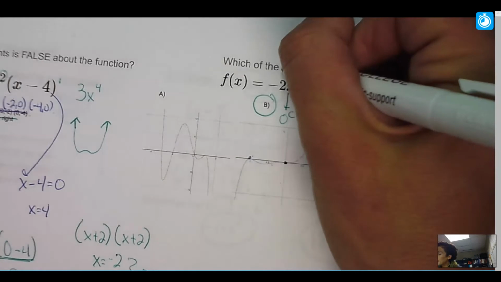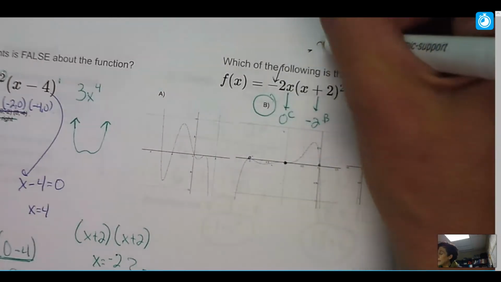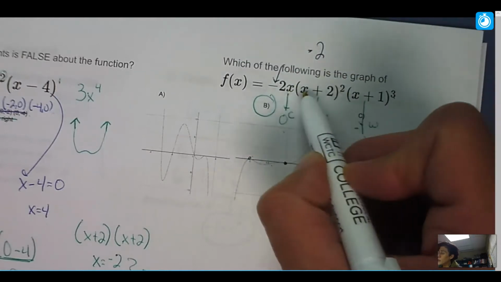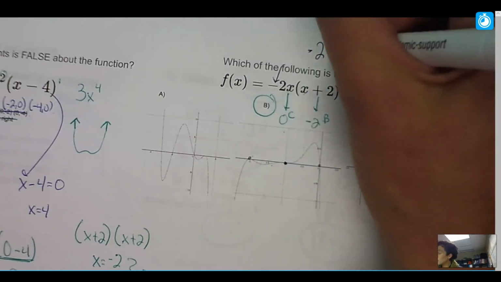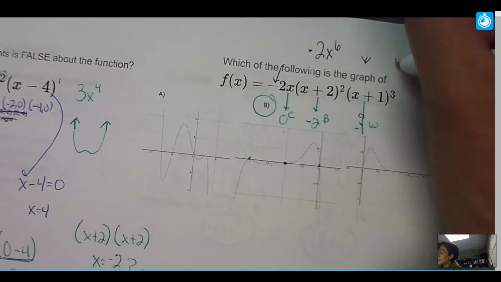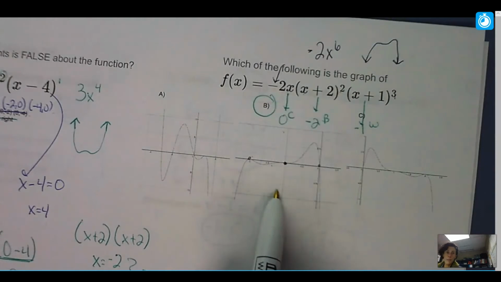The other thing is the negative. If I looked at the leading term, it would be a negative, and then a -2, and then I have 1, and then 2 more x's here, so that's a total of 3 more x's, which gives me a total of 6. And so I know my end behavior should be like this with some curves. And so again, that's why this is showing up as my best answer.